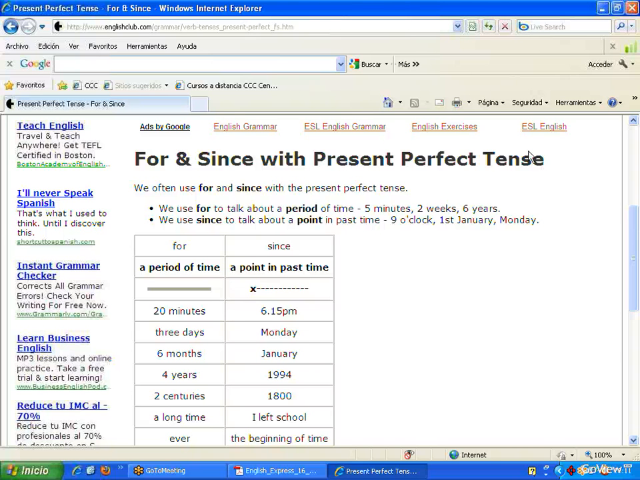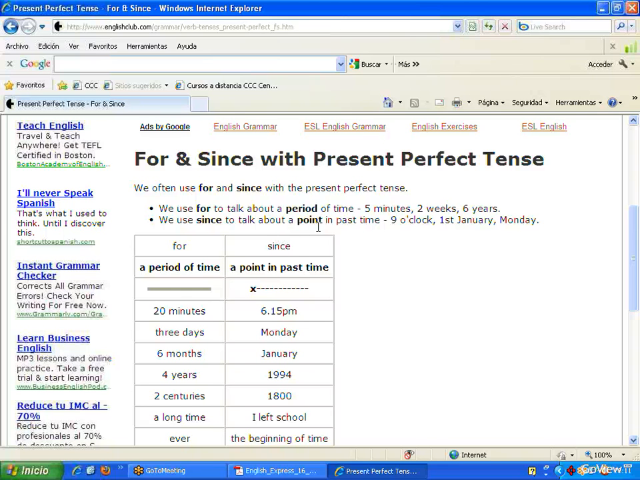We use for to talk about a period of time. A period of time. So 5 minutes, 2 minutes, 3 seconds. 2 weeks. 10 years, these are periods of time. 100 years, 1,000 years. Or 2 seconds. These are periods of time. And we use since to talk about a point in time. A momento. In past time.